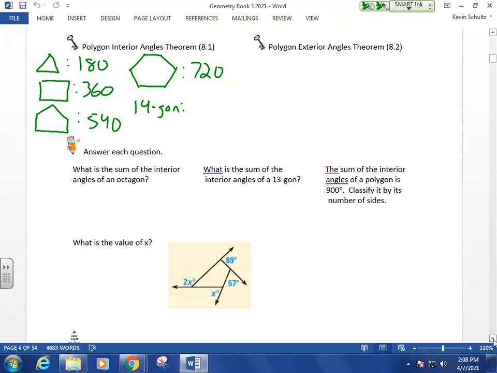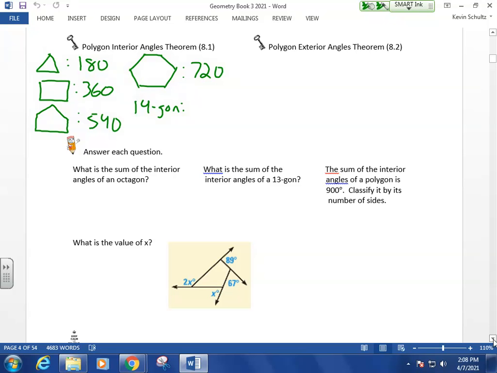Well, 90 times 3 is 270. Wait, no. Brent? 60 times the number of sides? 60 times 3 is 180. 60 times 4 is 240. Mackenzie? The number of sides minus 2 times 180.